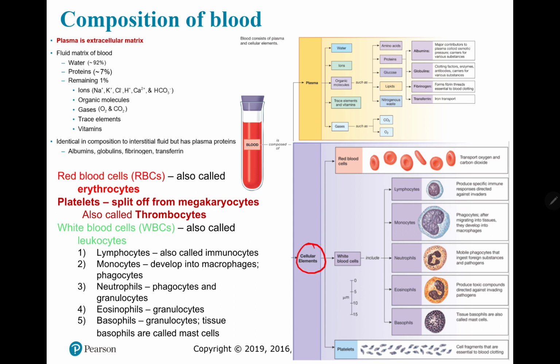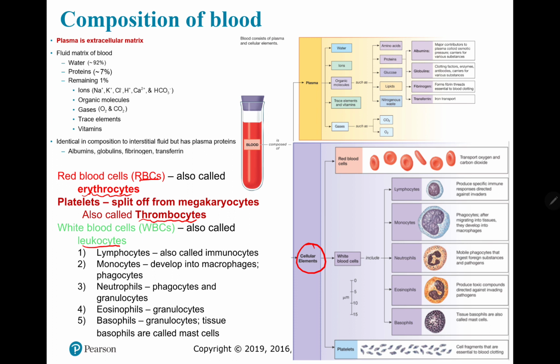It's going to be those cells. It's going to be the red blood cells or the RBCs. Red blood cells are also called erythrocytes. We're also going to have platelets. Platelets are also called thrombocytes. These platelets are going to split off from that megakaryocyte, and that's how they get into the blood. And then we have white blood cells, also called leukocytes, such as your lymphocytes, monocytes, neutrophils, eosinophils, and basophils. And we'll talk about those when we talk about immune, okay?